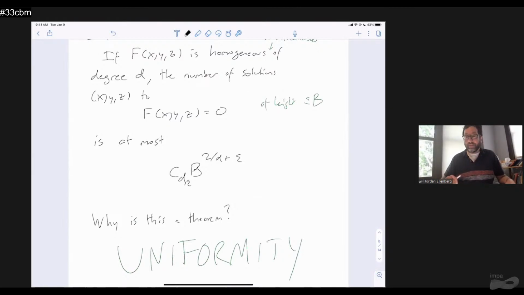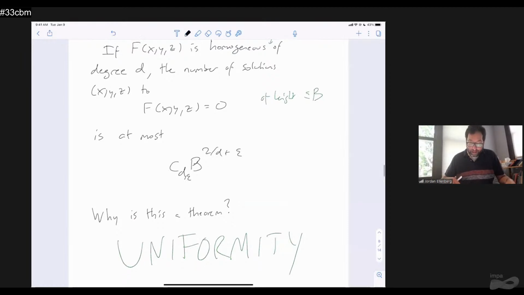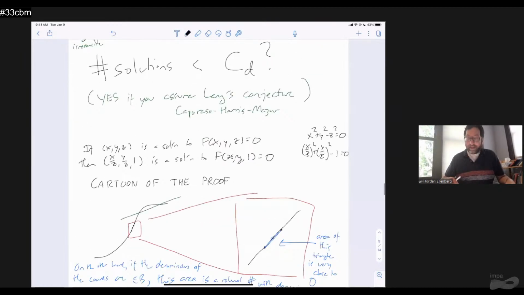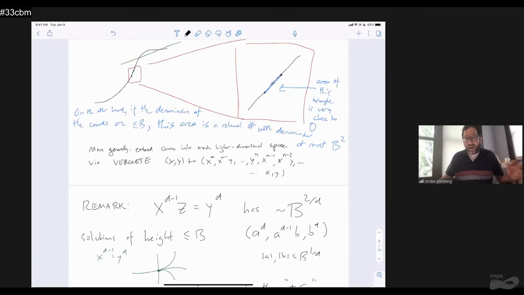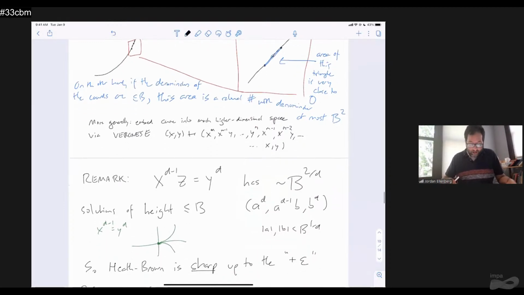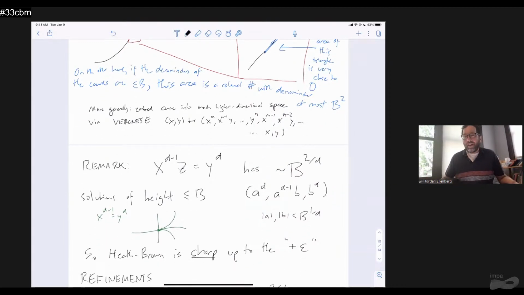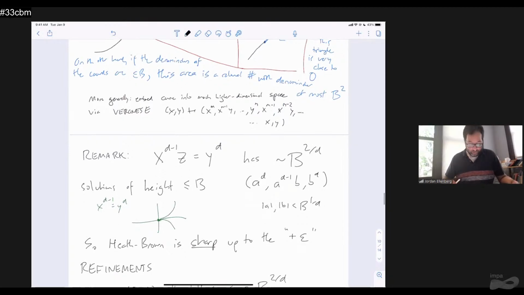So not only does his theorem give a really good uniform upper bound, but that upper bound is essentially sharp. You can't do any better because there are curves, not smooth ones, but irreducible ones, which give you that many solutions. Well, it's sharp at least up to the question of plus epsilon. He can't quite prove that it's upper bounded by B to the 2 over d. It could be like B to the 2 over d times some power of log or something like that.